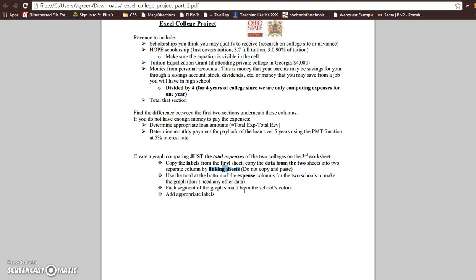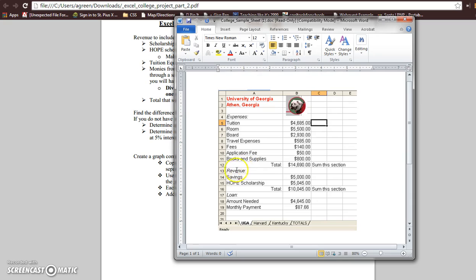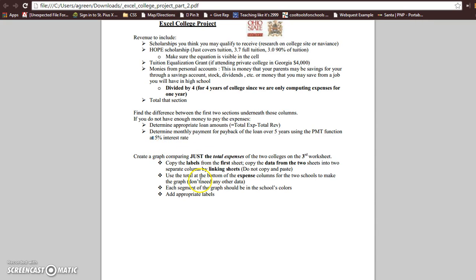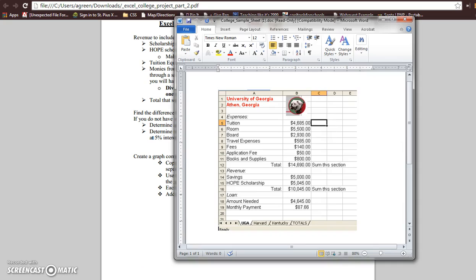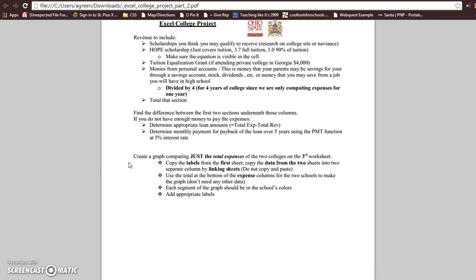You'll copy all the data over so that we're just seeing total expenses. So looking at this sample, I wouldn't see revenue and loan on the total sheet. I'm just going to see the expenses. Only that information. Then once you have that, you're going to use the total at the bottom. So again, looking at the sample, we're going to use this B12 number. And you'll use it for both schools, the totals, and you'll graph that. So basically you're showing me a chart that shows that your out-of-state or private school is going to be drastically higher than your in-state school. And so you're going to just have 2 bars there showing that.